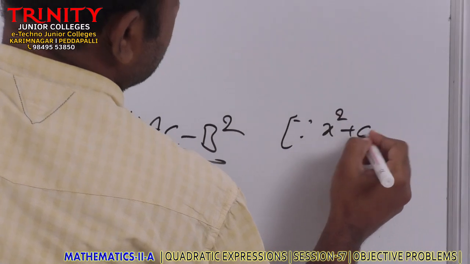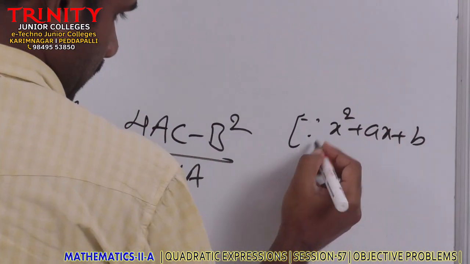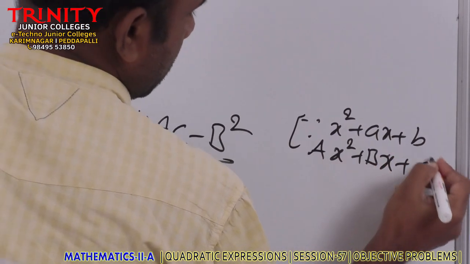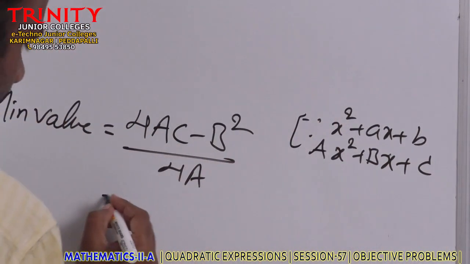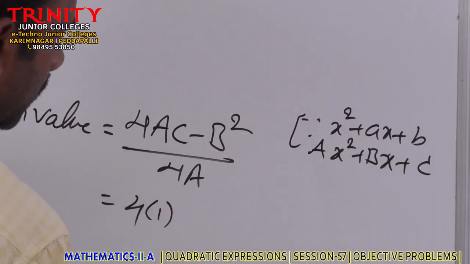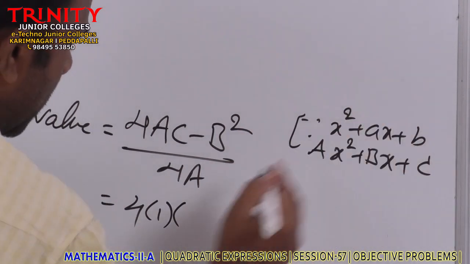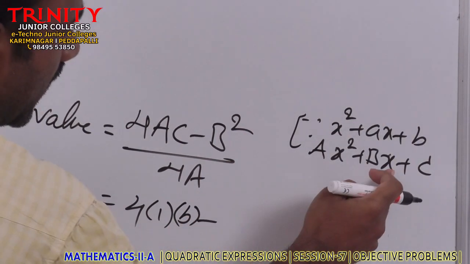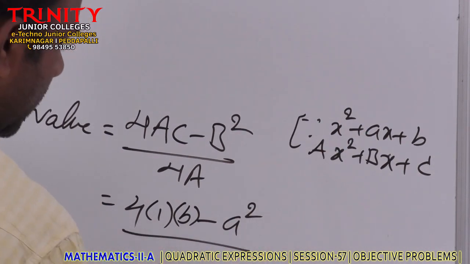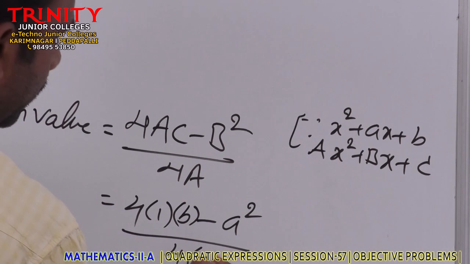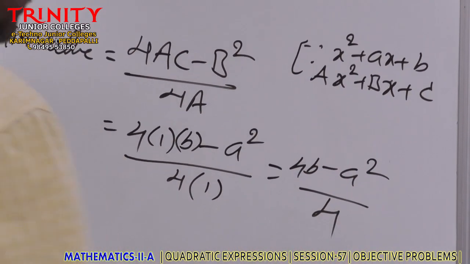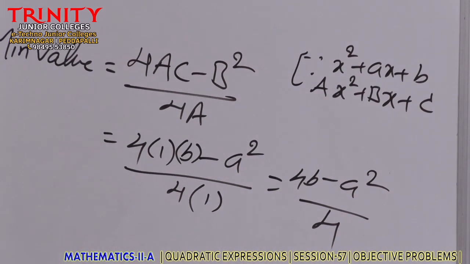For this equation, x square plus ax plus b, it is in the form of ax square plus bx plus c. Therefore, 4 into a value is 1, c value is b, minus x coefficient is b, here x coefficient is a, square, divided by 4a, 1, so 4b minus a square by 4. This is actually the minimum value.